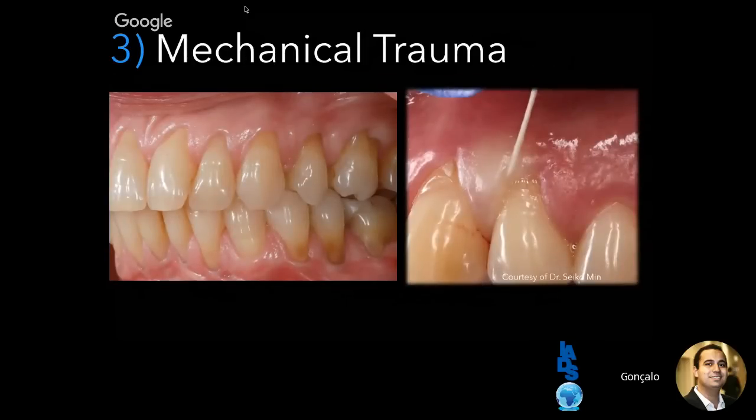And then we have mechanical trauma. It's probably one of the most widely causes of gingival recessions: those patients that have a very good oral hygiene, but they have traumatic tooth brushing. So they are so concerned about brushing their teeth that they traumatize the gingiva, and that can cause gingival recessions.